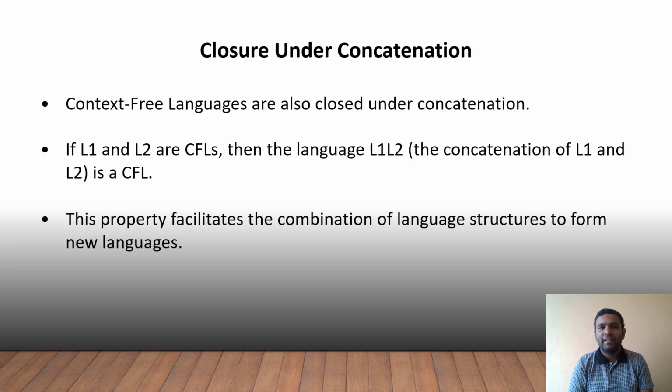Closure under concatenation. Context-free languages are also closed under concatenation. If L1 and L2 are CFLs, then the language L1 L2, the concatenation of L1 and L2, is a CFL. This property facilitates the combination of language structures to form new languages. So it is about closure under concatenation.